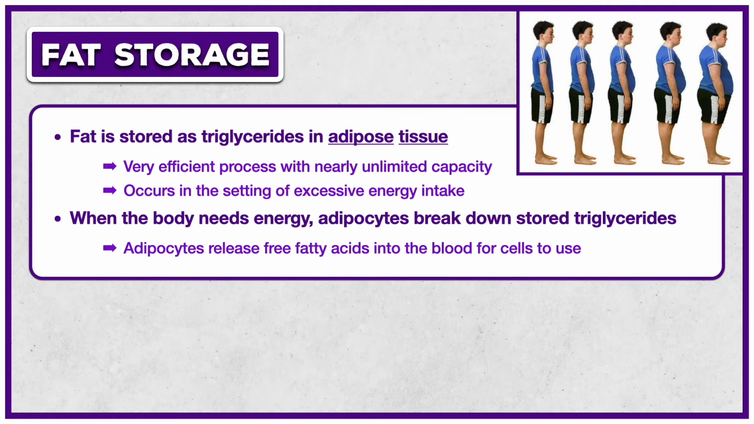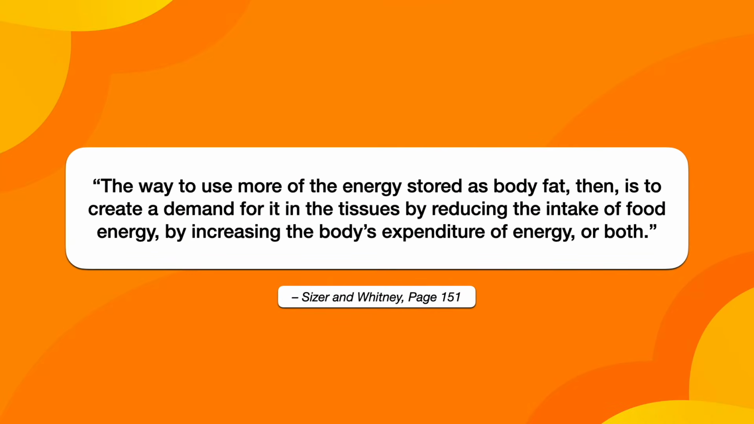When the body needs energy, adipocytes break down stored triglycerides. The adipocytes release free fatty acids into the blood for cells to use. As Sizer and Whitney put it on page 151, the way to use more of the energy stored as body fat, then, is to create a demand for it in the tissues by reducing the intake of food energy, by increasing the body's expenditure of energy, or both.